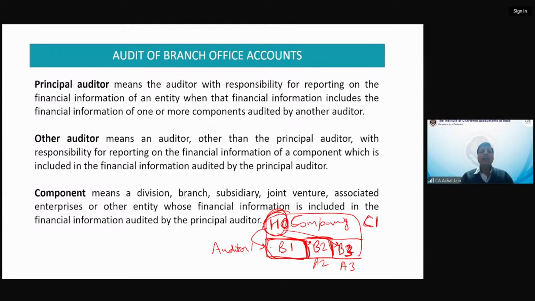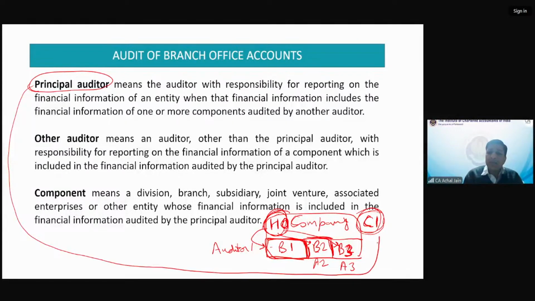So all in all, how many auditors do we have for this company? Four. Bhavna says four. Manvi says no. Four. Great. I think Dilip also says four. Now, in this case, C1 is very commonly called the principal auditor. So there's a term which you will attach to C1, that is principal auditor, or you can say auditor of head office or auditor of corporate office.